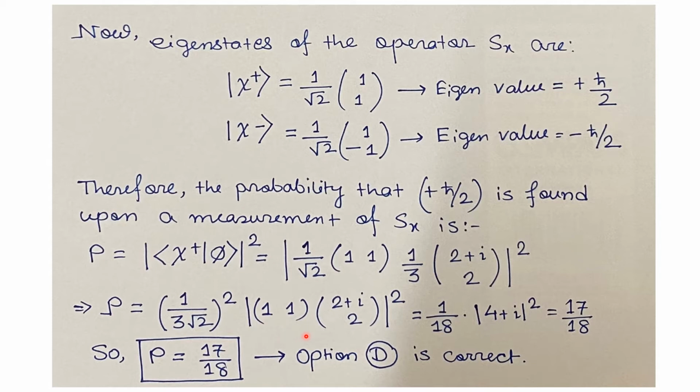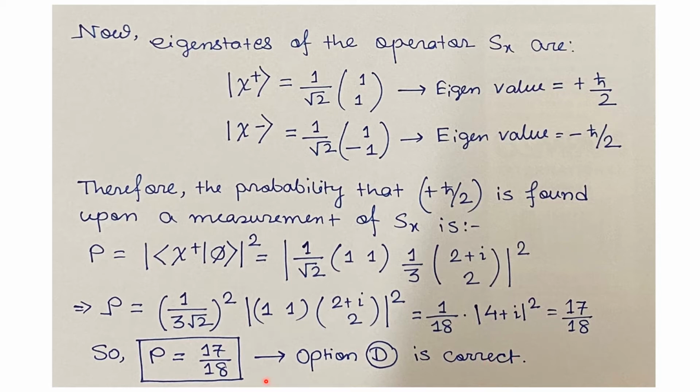So if we just do the multiplication between these two matrices, we will get 1 times 2 plus i plus 1 times 2. That will basically lead to 4 plus i, and this (1 by 3 root 2) whole square is basically 1 by 18. Now the mod of 4 plus i is basically root over 4 square plus 1 square. So that is root 17, and we have to take the square of that. So it will finally give 17 by 18.